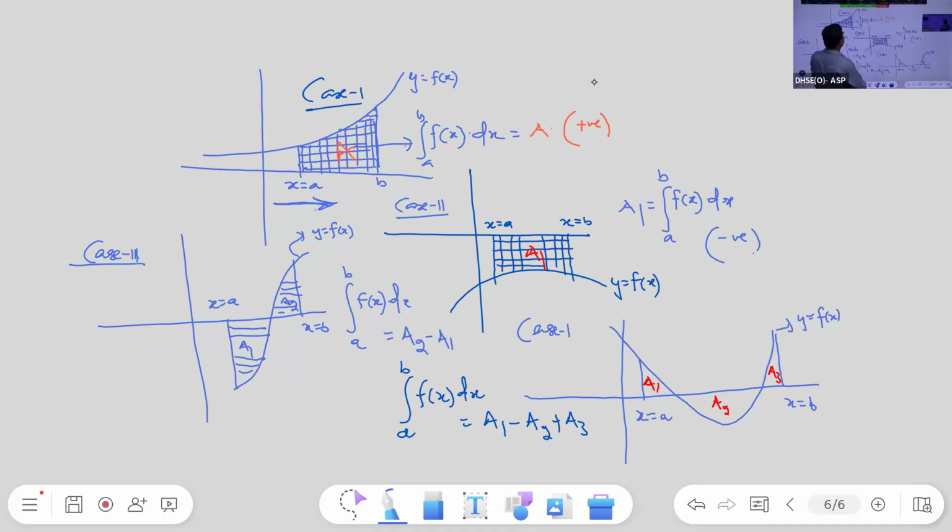So guys, please write in the chat box, is it clear? Is it clear to you?